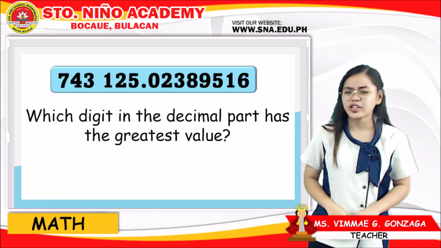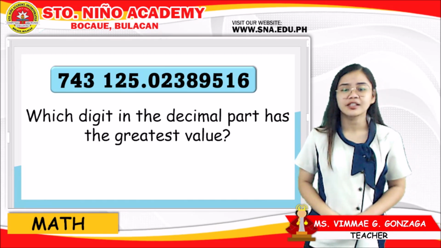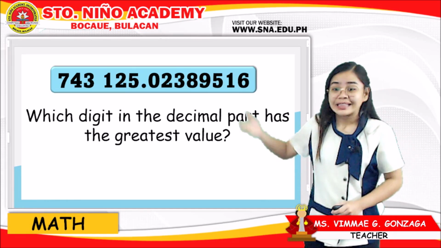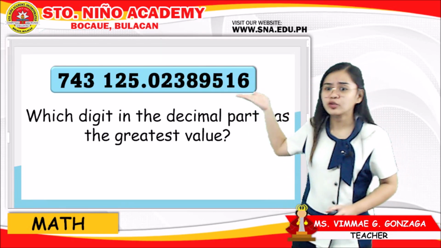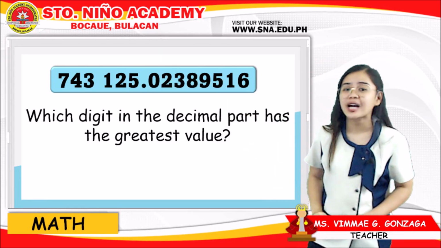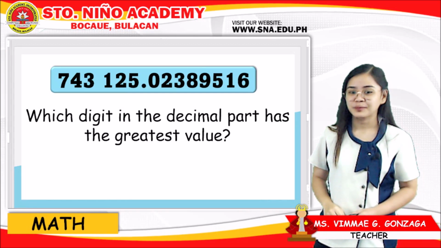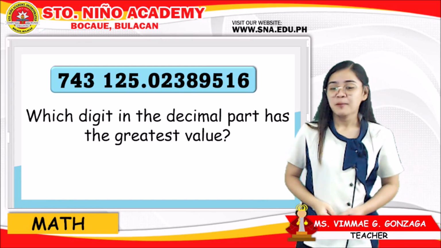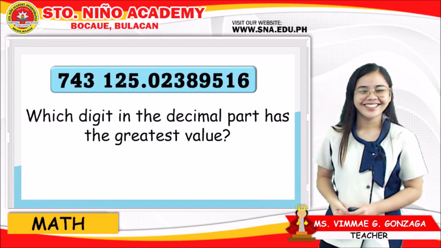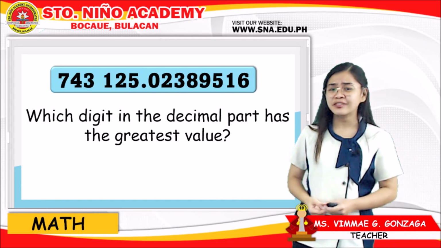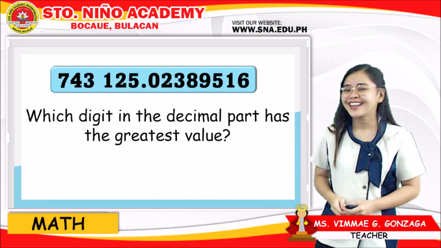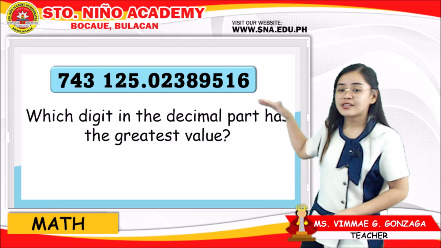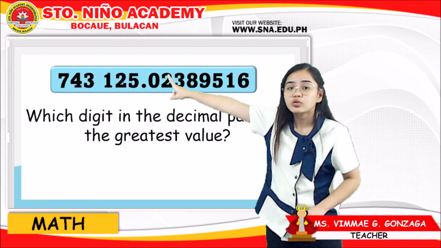Next, which digit in the decimal part has a greater value? Dito po tayo sa decimal part. Anong digit sa mga ito ang may pinakamataas na value? Si 9? Porket mataas ang 9? Si 9 na agad ang may pinakamataas na value sa decimal part? That is wrong because the greatest value in this decimal part is 2.